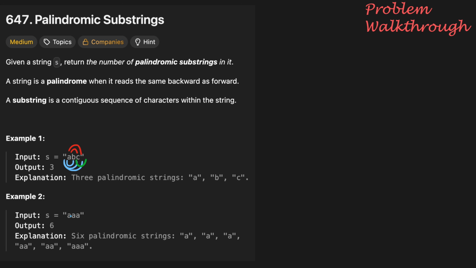Similarly, in example 2, we can have substrings like A, AA, AA. Then we will have A and double A from here. And finally, we have this last A. And all of these substrings are palindromes. Hence, we will return 6 as our answer. So notice that substrings like A and AA are repeated multiple times, and they are counted distinctly because they occur at different positions.